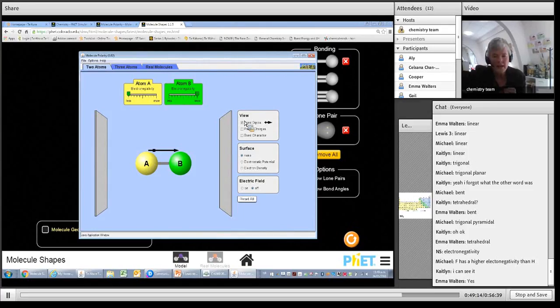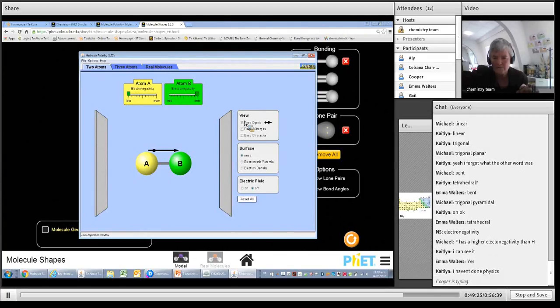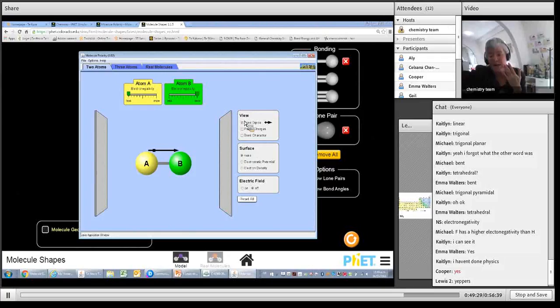Has anybody ever done vectors in physics? I'm not quite sure if it's a level 2 topic for physics or a level 3 topic. You haven't done physics? No, just for those people that know. If you're doing physics and you're doing vectors, a dipole is a vector. You add it like vectors and you subtract them like vectors and so on. For those of you not doing physics, don't worry about it.